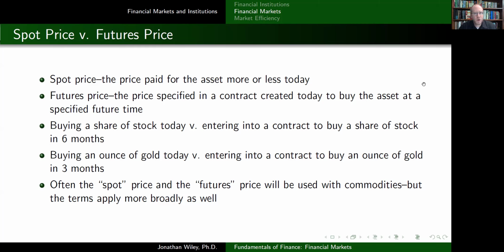Now, just as a note, as it pertains to terminology, the terms spot price and futures price are often used with commodities. So you might see the futures price for oil, or a spot price of oil, or something like that. They're often used with commodities, but those terms do apply more broadly as well, and they can apply to things like shares of stock, ounces of gold, treasury securities, and even currencies and things like that. So the terminology does apply more broadly as well.